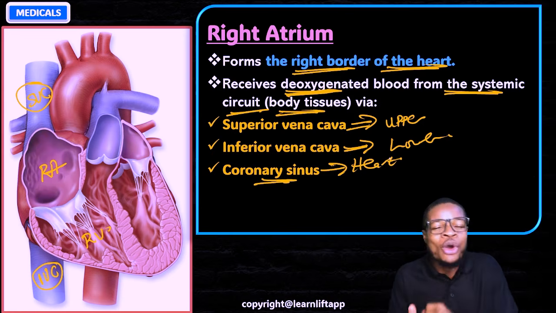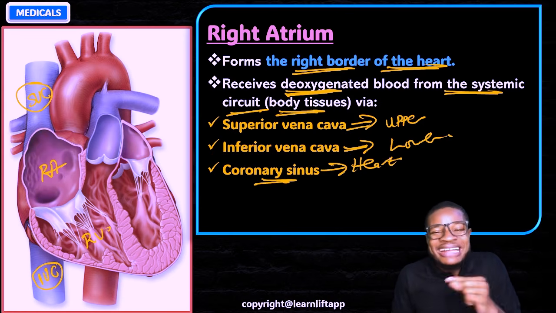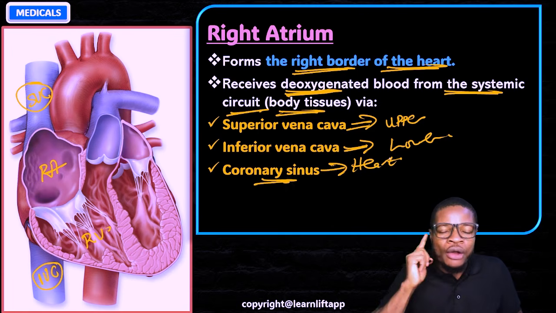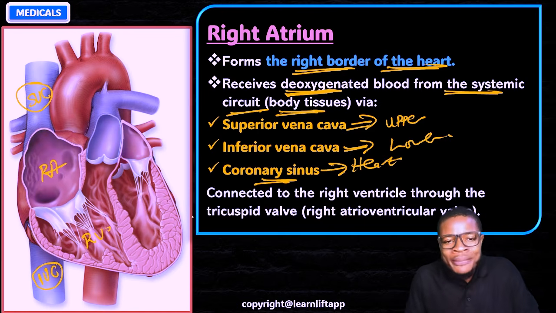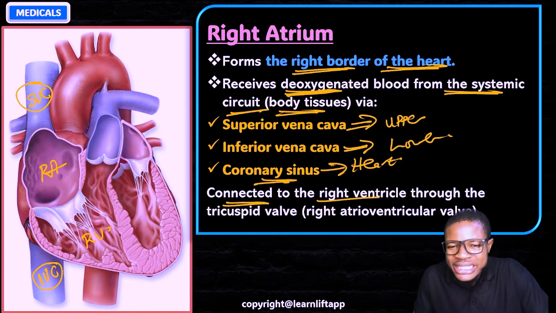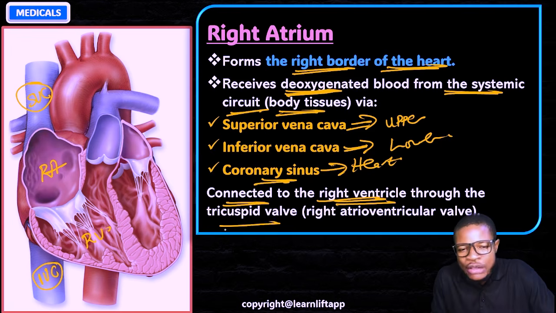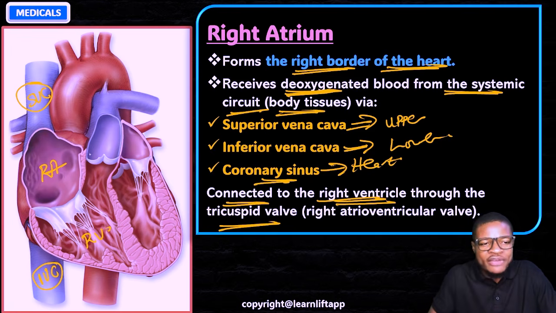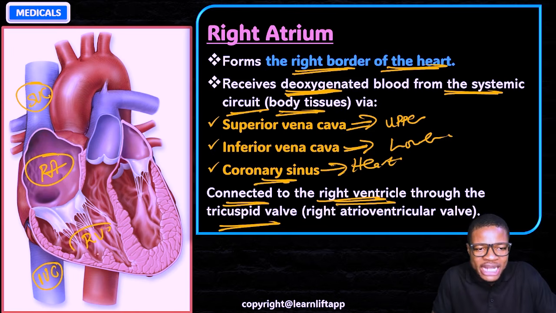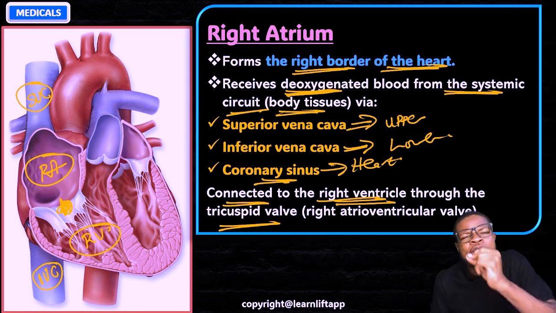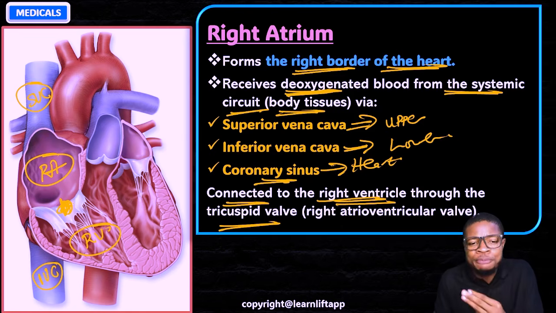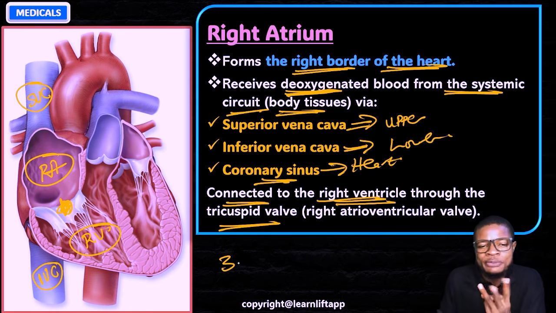Let's go. Now, what does the right atrium form? The right border of the heart. Don't forget that the right atrium is connected to the right ventricle through the tricuspid valve. So here is the right atrium, here is the right ventricle. This valve that is here, what do we call it? It is called the tricuspid valve. From the name tricuspid, it means it has three cusps.